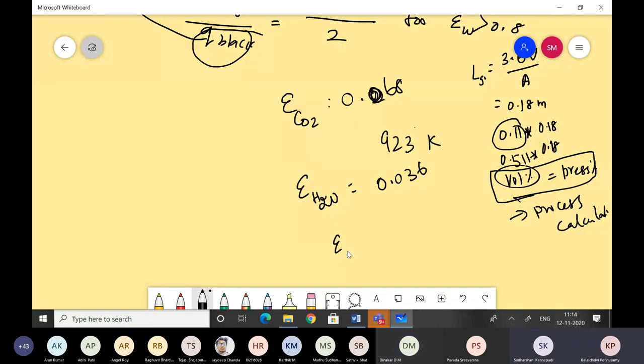Okay, emissivity of the gaseous mixture is 0.068 plus 0.038, which is 0.104, approximately 0.10.